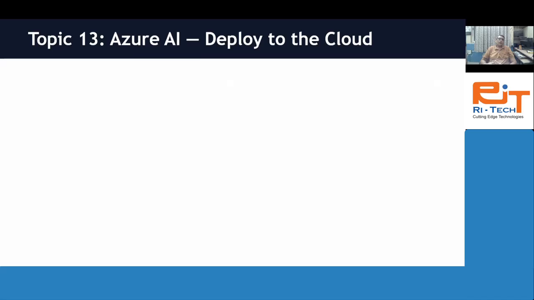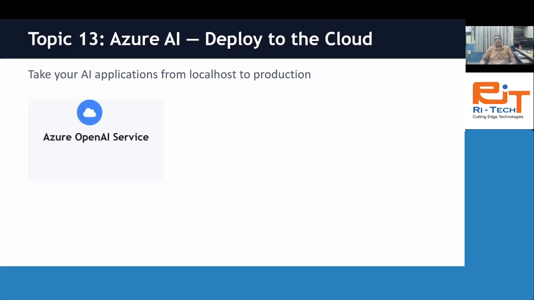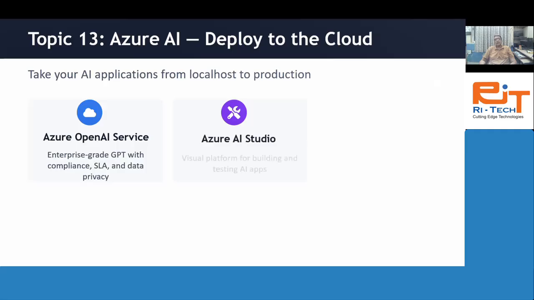Now 13, we'll go for Azure AI. So deploy to the cloud. Take your AI applications from localhost to production. Azure OpenAI service: we'll learn about this. Azure OpenAI service provides you enterprise grade GPT with compliance, SLA, and data privacy. Azure AI Studio: we'll learn about this, a visual platform for building and testing AI applications.